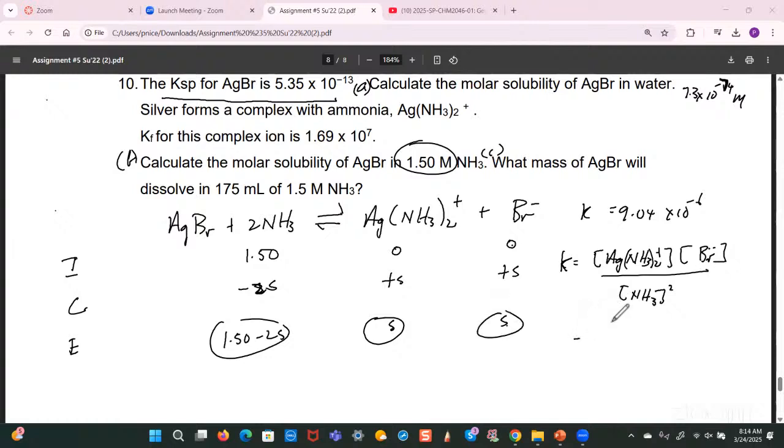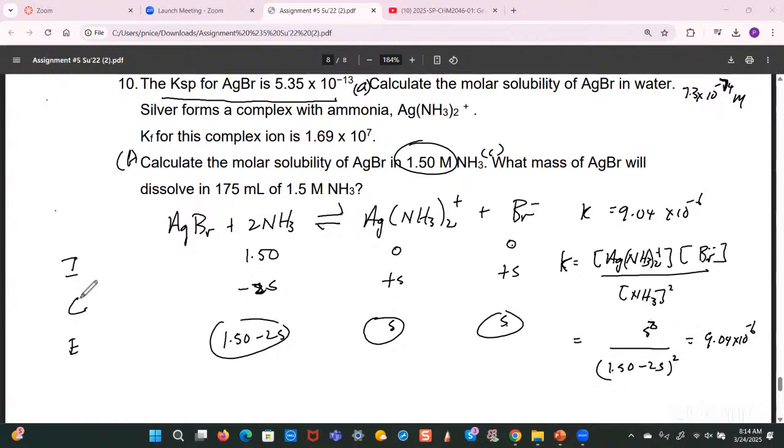And what would be the result? Well, because these two are equal, I'm just going to put S squared up here, divided by 1.50 minus 2S, and all of this would be squared, right? And that would be equal to the K value, which is 9.04 times 10 to the minus 6. And basically, it's all algebra from here, because we need to solve for S.